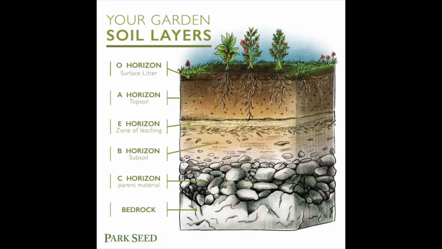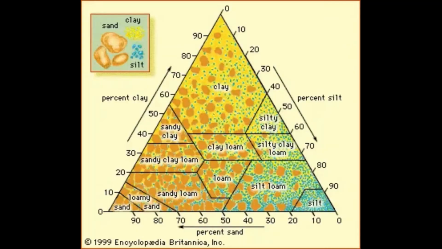Now, when we say so, what are we exactly looking at? Silt particles are from 0.002 to 0.05 millimeter in diameter. Sand ranges from 0.05 to 2 millimeter in diameter, while particles bigger than 2 millimeters are called gravel and stones. Most soil contains a mixture of sand, silt, and clay in different proportions.